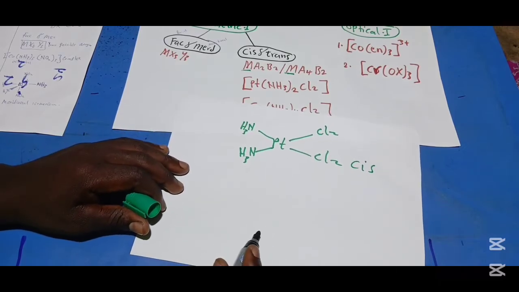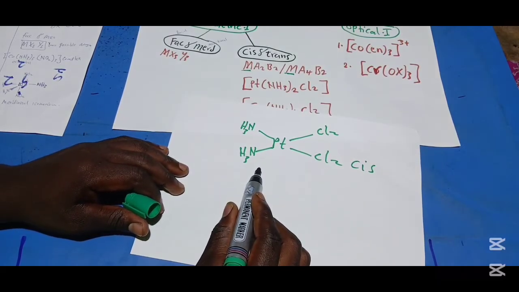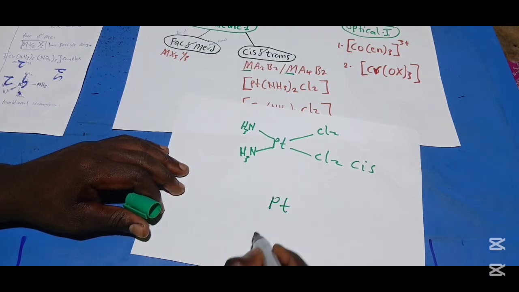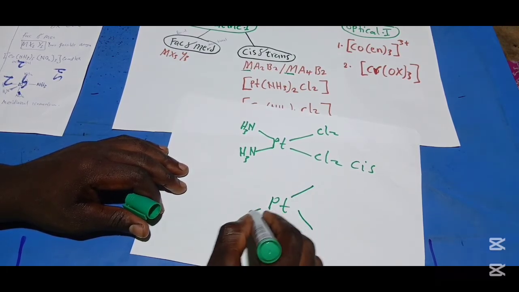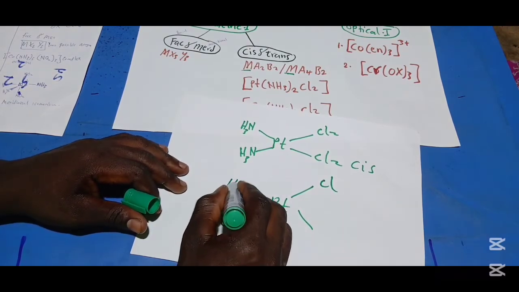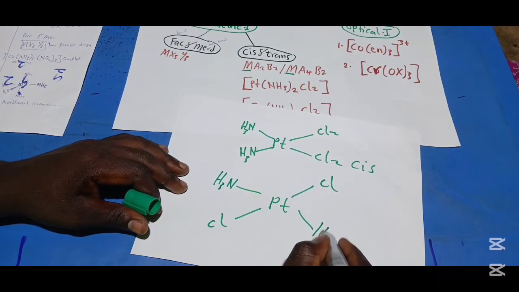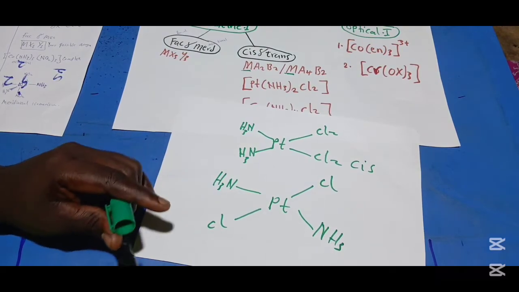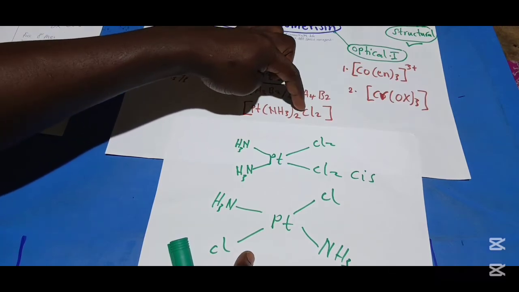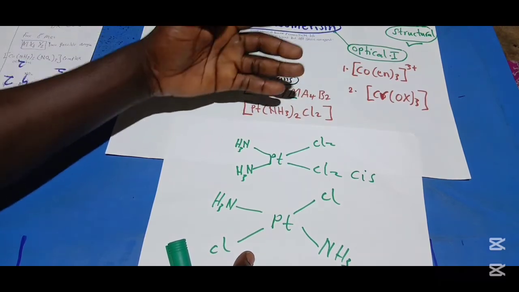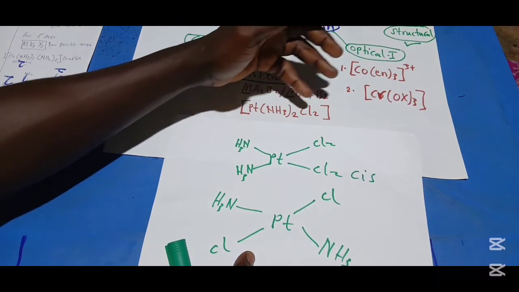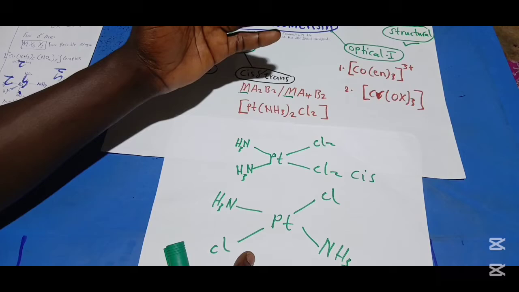And there can be a point where we have the higher priority groups at the opposite side. So let's say we have platinum where we have chlorine here, and then NH3 here, NH3 here. Mostly, complexes of this form exhibit cis and trans isomerism. You see that you have the central atom bonded to two of a ligand and two of another ligand. So cis and trans isomerism.